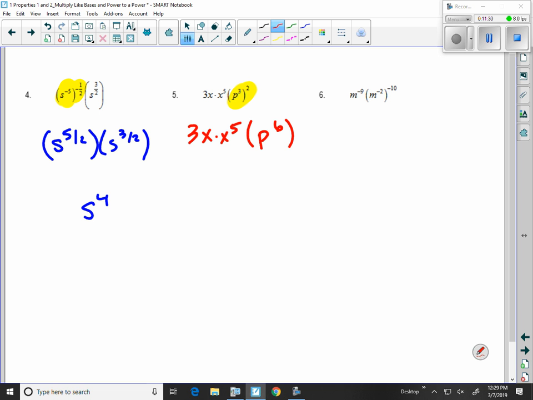Okay, what's going to happen with my x and my x to the 5th? 3x to the 6th, because that's the same base you add. We tracking okay? Everybody's doing okay? All right. So then I can just write my p to the 6th. Could you leave the parenthesis there? Sure, but you don't need to. All right, try 6 on your own.